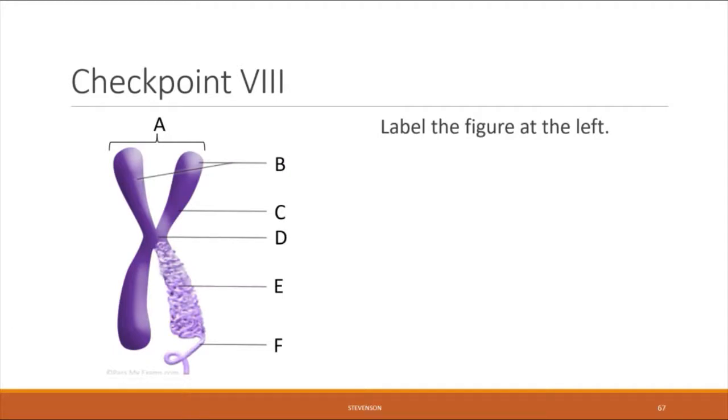I have a few more checkpoints here to finish off this lecture and review some concepts that we went over earlier in the lecture. In this one, I want you to label the figure at the left, A, B, C, D, E, and F. And just to be clear, what E is referring to is this whole arm here, whereas F is referring to this strand of material that makes up the arm.